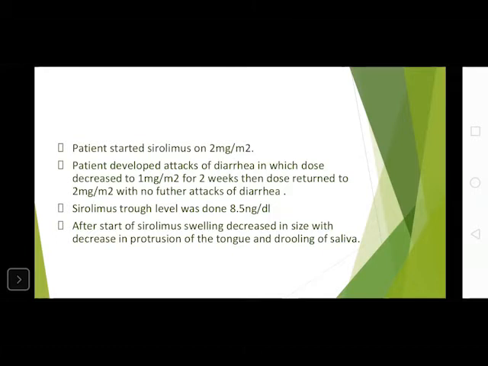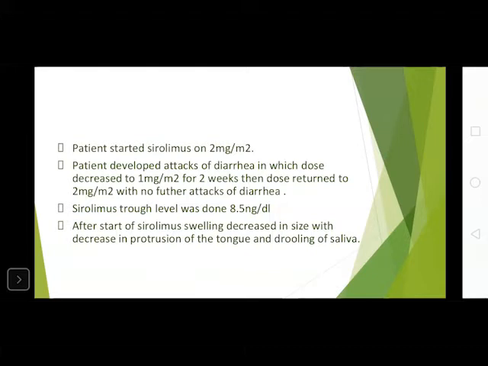We have to follow up the patient clinically after start of sirolimus to make sure that the patient has no attacks of respiratory tract infection or GIT infection. We follow up the patient in the laboratory by complete blood count, liver function, kidney function, and we do sirolimus trough level to detect the level of the drug in the blood. Usually the therapeutic level is between 5 to 15.